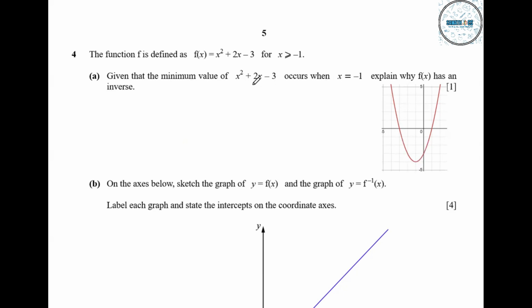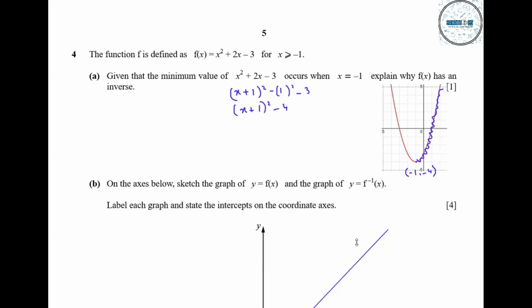So if we change it into completed square form, we will be getting x plus 1 whole square minus 1 minus 3. So which is x plus 1 whole square minus 4. So minus 1 comma minus 4 is the turning point, right? The domain is x is greater than or equal to minus 1. So it means that these are the values of x which need to be considered while considering this function.